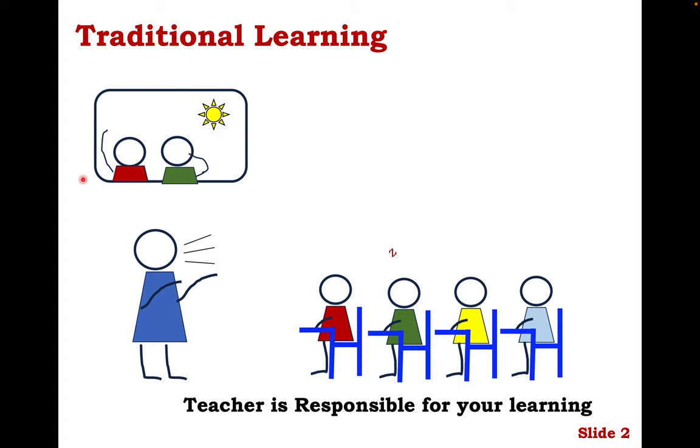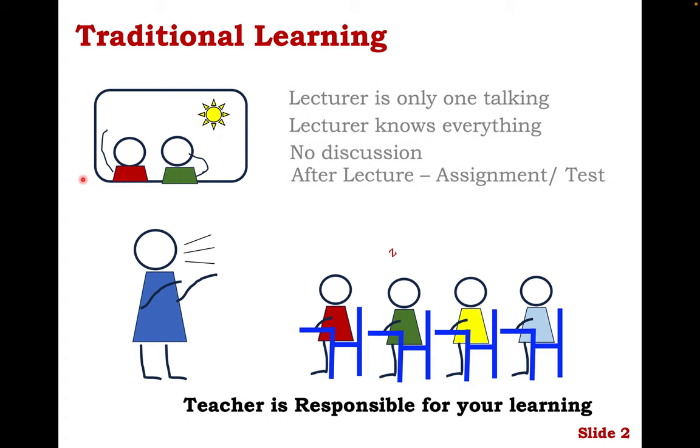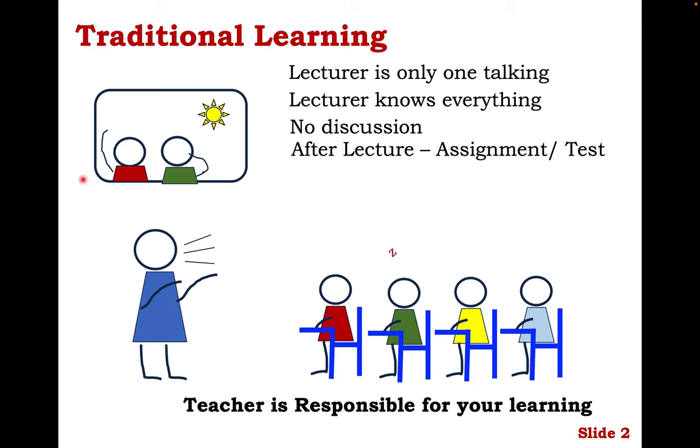And what is the reaction that we get? Yes, the teacher is the only one talking. The teacher knows everything. There's no discussion. And after the lecture, we usually give an assignment or a test. Now, from the student side, the first student, you can see, is just dumbfounded. He doesn't know what is happening. This one is asleep. The third student is saying, I don't understand anything. And the fourth student has given up. He's just resigned to getting an F.